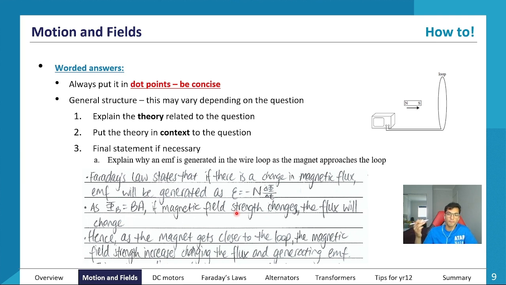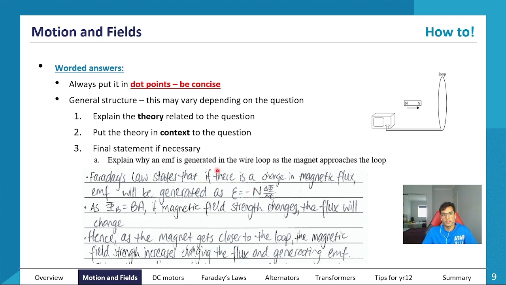Dot points are very easy to mark because you can see here what the student's done. You have 1 dot point, 2 dot points, 3 dot points. So that's point one, point two, point three. So it helps structure your thinking not only for yourself, but it helps structure your answer for the teacher who's marking. So they know, for example, if you read this answer, it's actually a pretty good answer to this question.